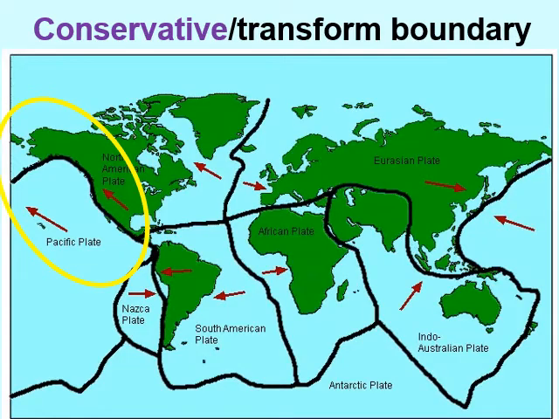The final plate boundary we're going to look at is a conservative plate boundary or a transform plate boundary, and this occurs when we get two plates moving sideways past each other.